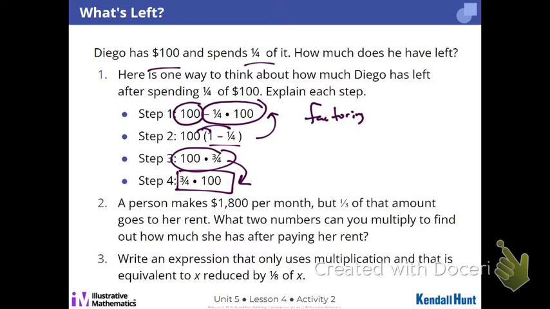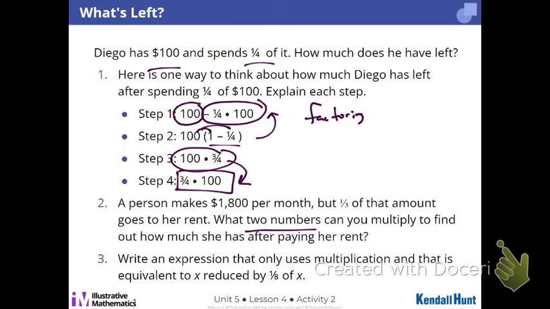So let's look at number 2 and 3. What you're going to do with a partner is this person makes $1,800 a month. A third of it goes to rent. How much is left? You need to multiply 2 numbers together to get the answer. Okay, 2 numbers. And then there's x. You're going to reduce x by 1/8, but you need to multiply by just 1 number. x times 1 number. So get after that with your partners, please.